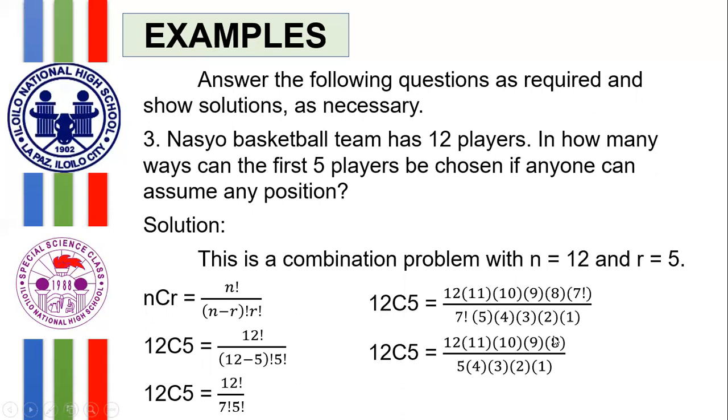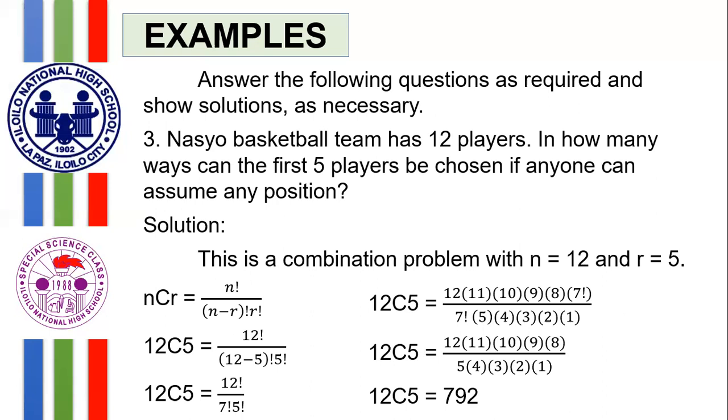By dividing the 7 factorial, both numerator and denominator, we have the product of 12, 11, 10, 9, 8 divided by the product of 5, 4, 3, 2, 1. And this could serve as your exercise. The answer here is 792. So imagine if you have 12 players and you will be choosing the starting 5 or the first 5, there are 792 ways for the coach to do this.